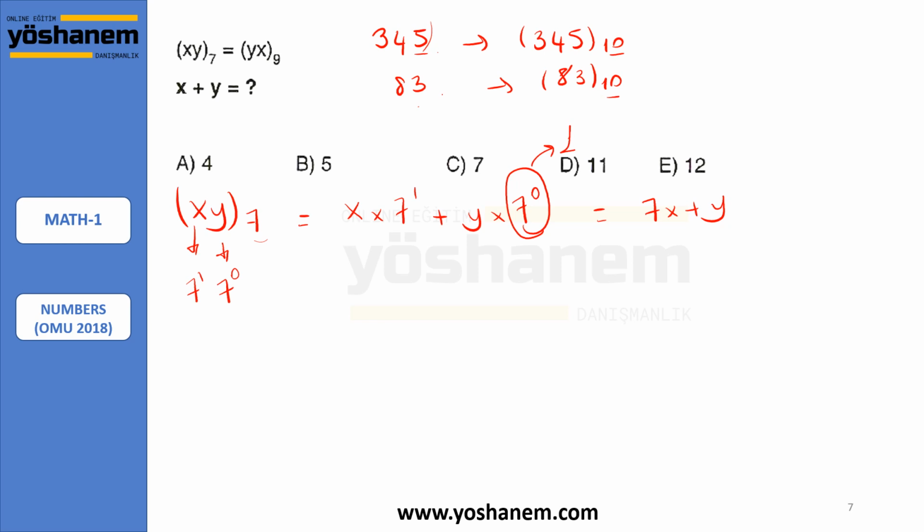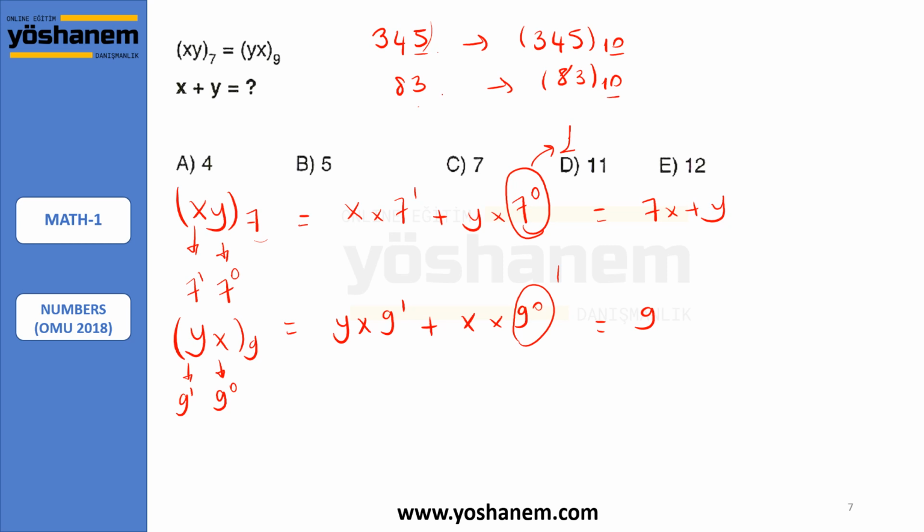Now we are gonna do the same for yx in base 9. So first one 9 to the 0 power, and the second one 9 to the first power. So y times 9 to the first power plus x times 9 to the 0 power. It's also 1, and this is 9y plus x. The question says that they are equal to each other.